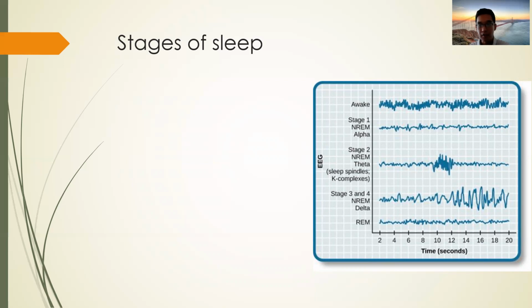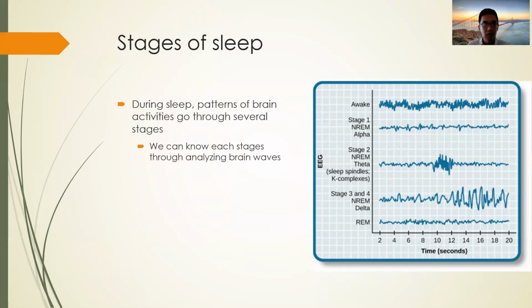The scientists have found that during sleep, the brain has a lot of stages. In different stages, the brain has different kinds of activities. The features or characteristics of the brain activities are different in different stages of sleep. So the patterns of brain activities go through several stages. So far we know there are 5 in total. There are 5 stages during sleep.